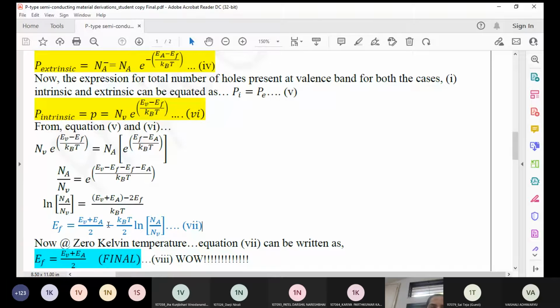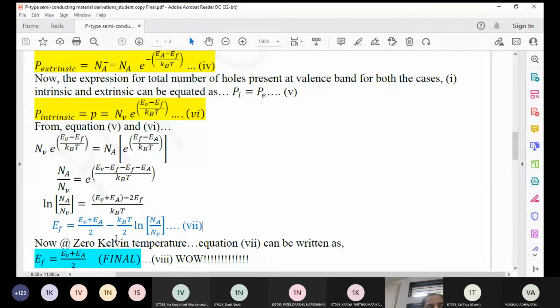Where will the Fermi energy level be when the temperature is 0? In between EV plus acceptor EA level, between the valence band and the acceptor level. Exactly. Valence and acceptor, in between these two it is situated, but the temperature parameter is playing a vital role in the shifting of the Fermi energy level. Do you think so?